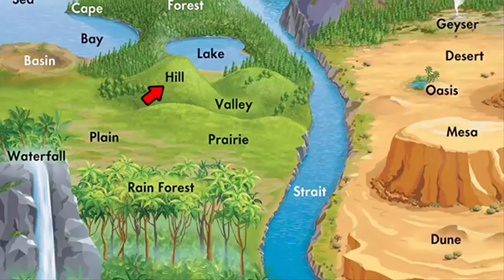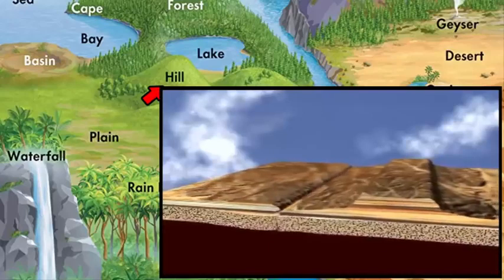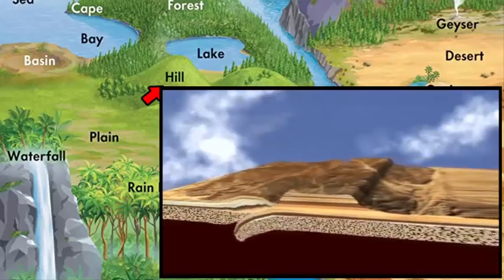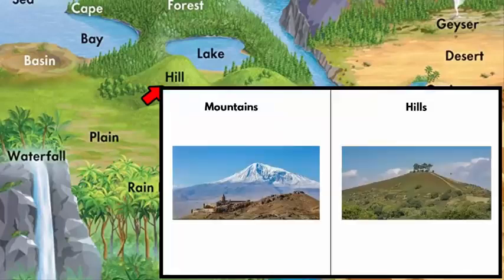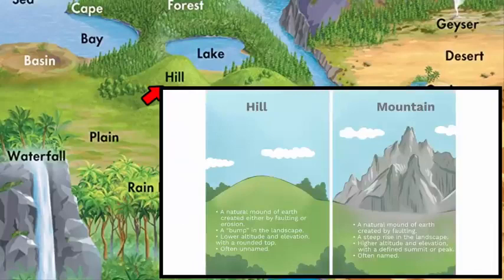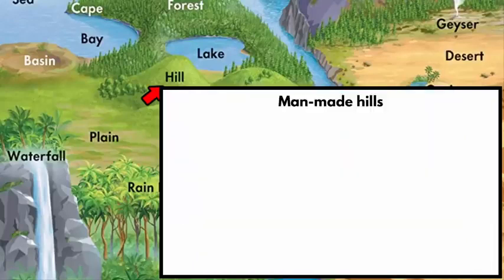The next one is hill. We have already covered how mountains are formed. Plus there is no actual difference between hills and mountains. The only difference you can see is the height. Hills are not as high as mountains. Hills can be both natural as well as man-made.